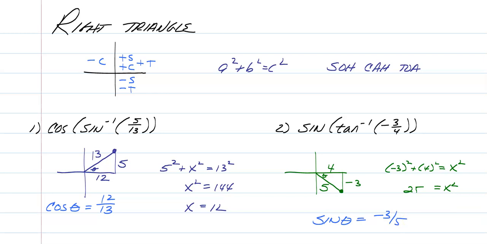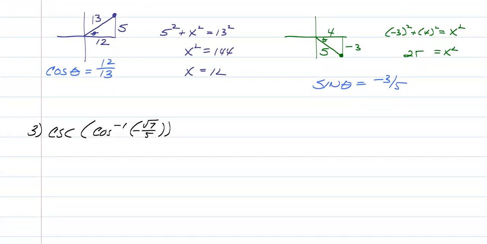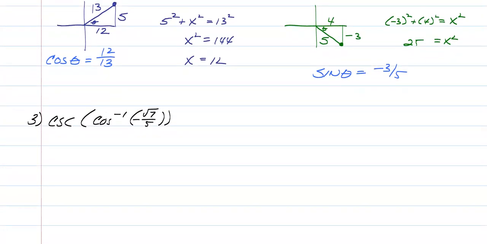Okay, and one more example. You should be able to handle these on your own now. This one just has a weird value to work with, but it shouldn't be too bad. So try it if you'd like. Otherwise, cosine is negative in quadrant 2.